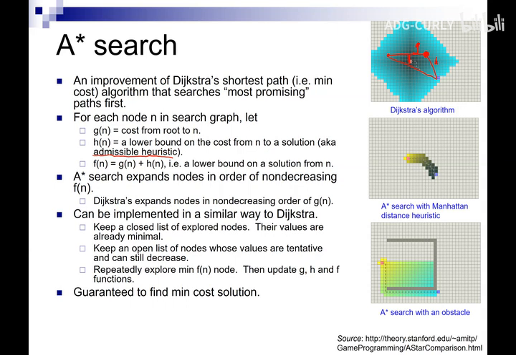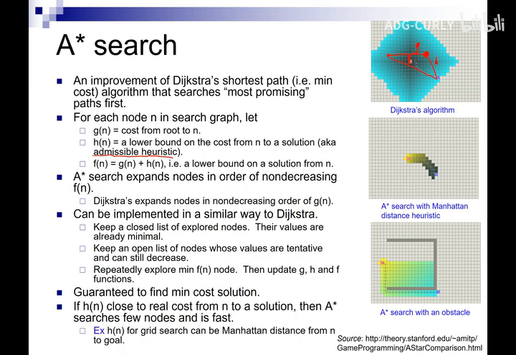So A star search is guaranteed to find you the minimum cost solution, as long as you use an admissible heuristic. This h here has to be a lower bound. It cannot be larger than the cost from n to the solution. It has to be less than or equal to the cost from a node to the solution.